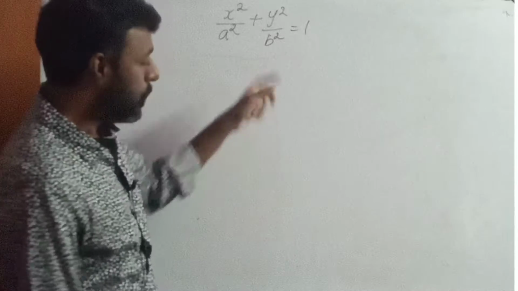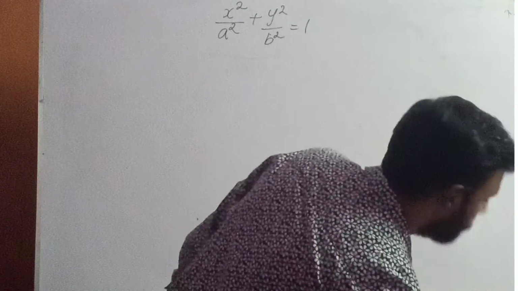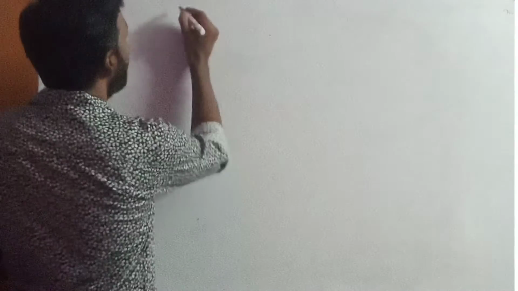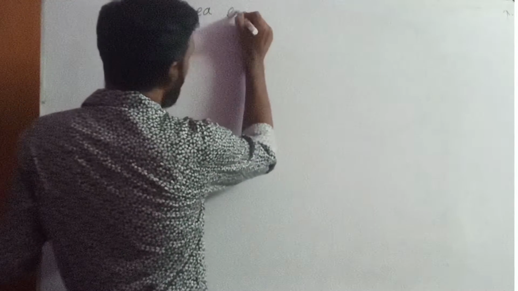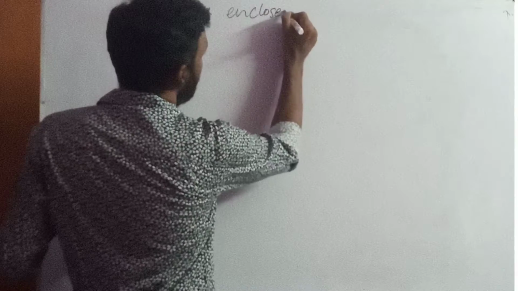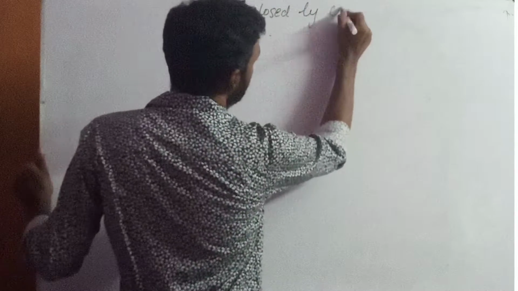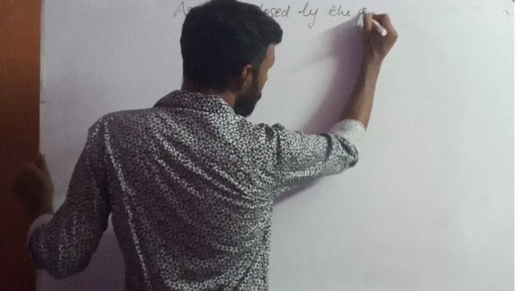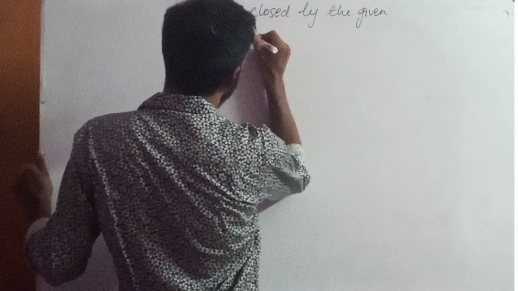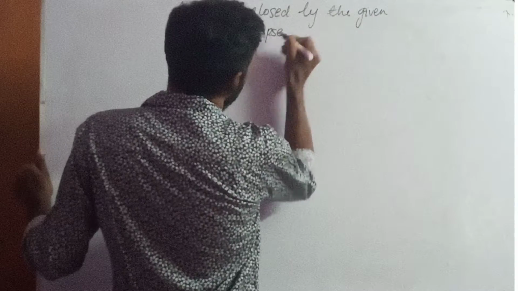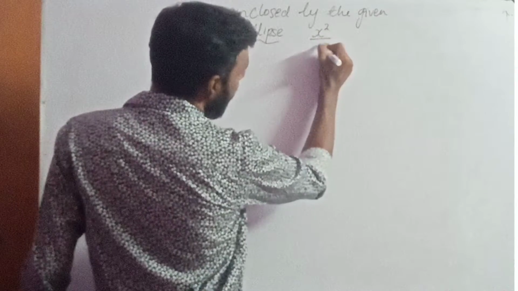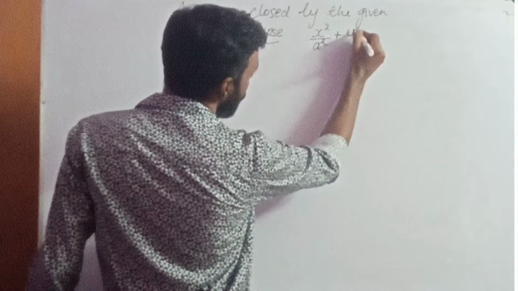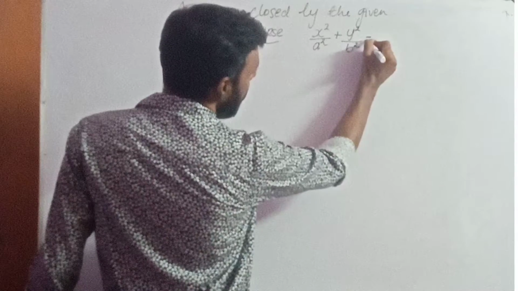Now I'll write the question over here. We are supposed to find the area enclosed by the given ellipse. They have given the equation of the ellipse, that is x squared divided by a squared plus y squared divided by b squared equal to 1.